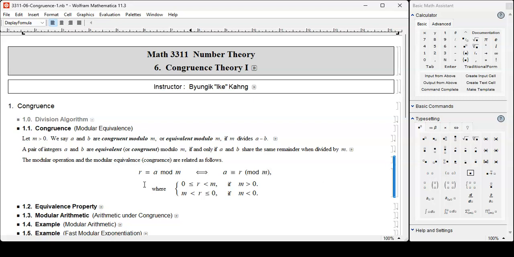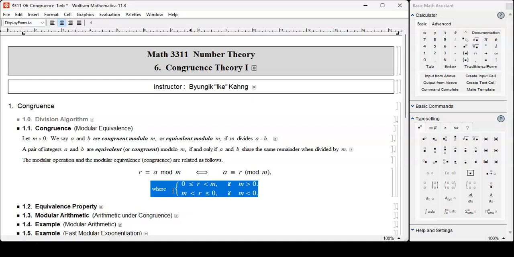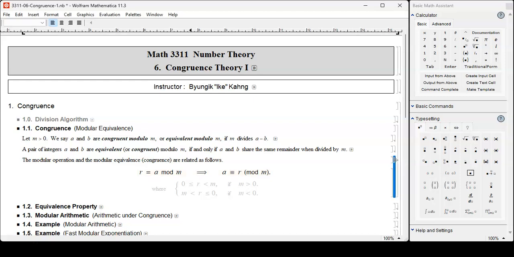r = a mod m means r is the remainder when I divide a by m. And a congruent to r means a and r share the same remainder. They mean the same thing when r is indeed a remainder between 0 and m. So that's how the mod operation and modular equivalence are related to each other. But if I drop this condition, then we no longer have the equivalence. We only have one implication. The equality is stronger than equivalence.